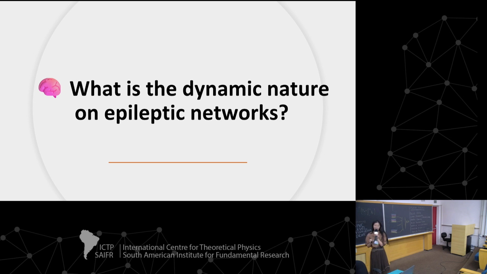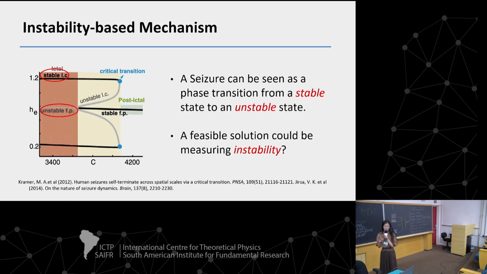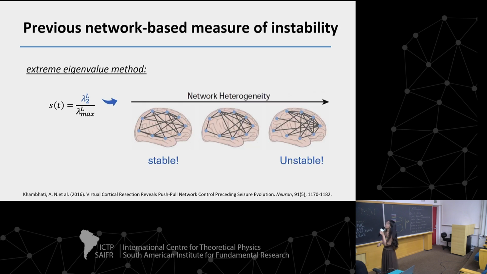So what I want to investigate is the dynamic nature of the epileptic network. There's also a classical statement that seizure can be seen as a phase transition from a stable state to an unstable state. So maybe there is a feasible solution for instability as a measure on this? The previous way to measure instability is using extreme eigenvalues, which could somehow reflect the network dynamics and structural property of the network. However, this measure is indirect since just two eigenvalues cannot reflect the full properties of the network structure, and it can't tell us how this highly connected area is the main driver of the instability.